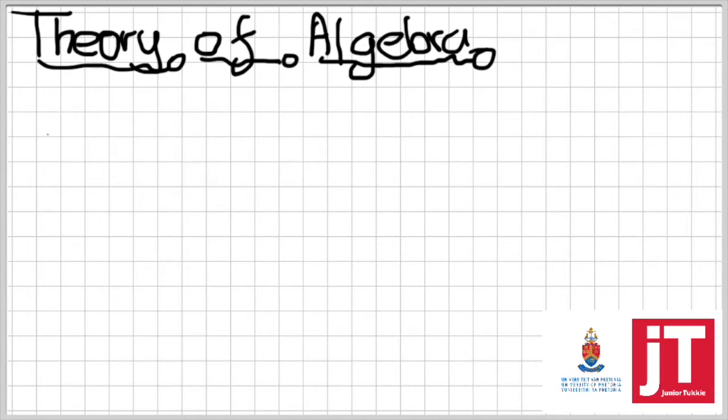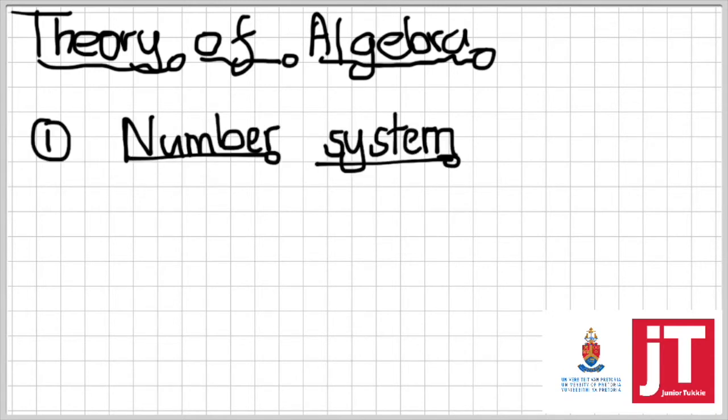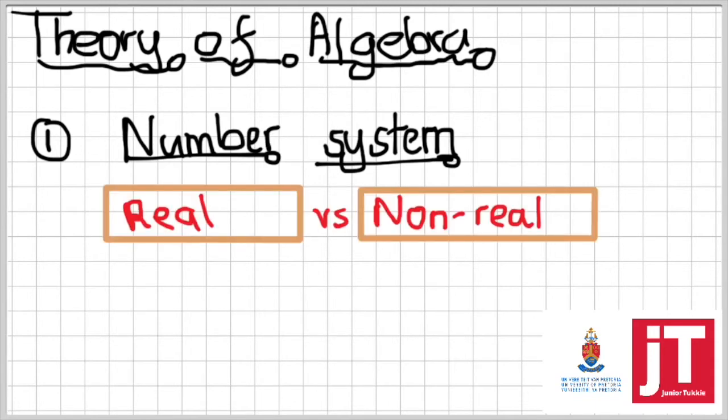You need to have an understanding of concepts such as the number system. What makes up the number system? What concept do you deal with? You deal with concepts such as real numbers and non-real numbers. By definition, real numbers are any number that you can think of. That's your 0, your -2, your -2.5 over 3. Any number that you can think of is classified as a real number.